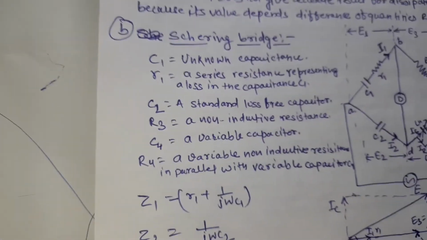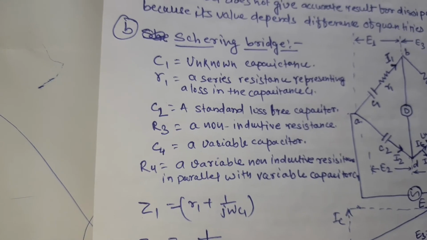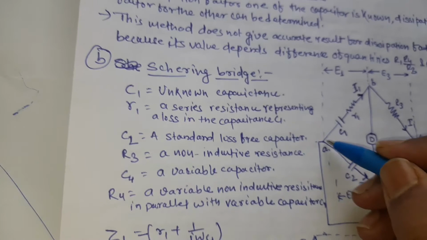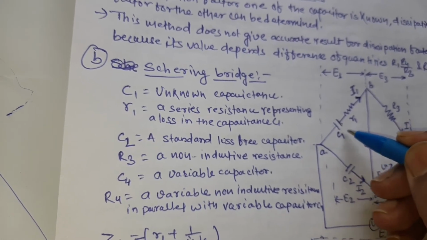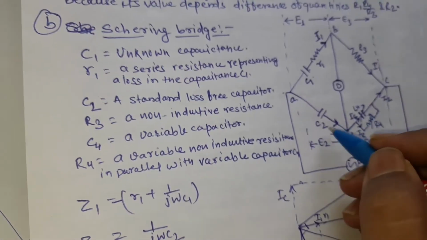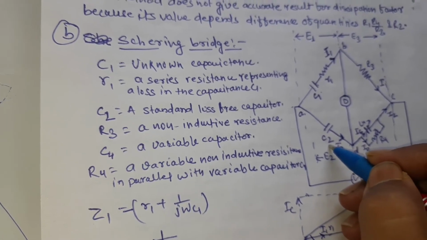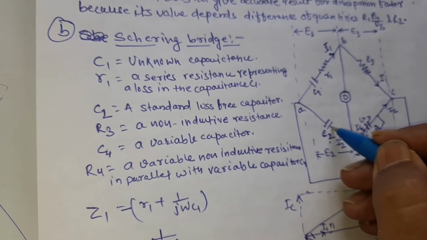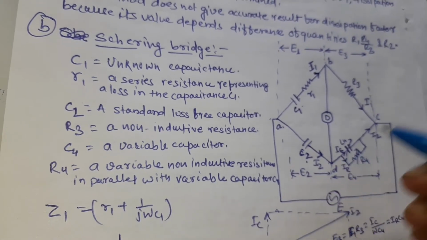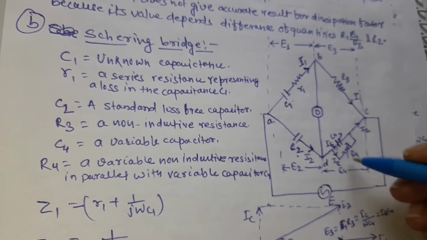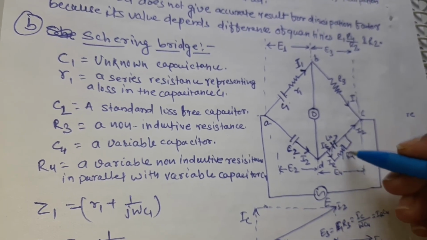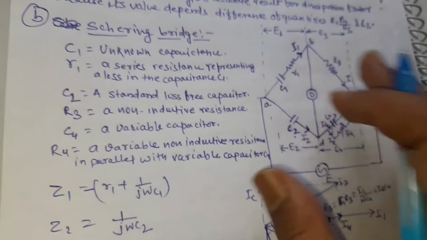Next, the Schering bridge. Using the Schering bridge, you can also measure the capacitance of an unknown capacitor. Suppose C1 is the capacitance that you have to measure, having internal resistance R1, and there is a standard lossless capacitor C2, meaning an air core capacitor whose internal resistance is 0. There is R3, and two parallel elements, a capacitor and, connected in parallel, a variable resistance R4.